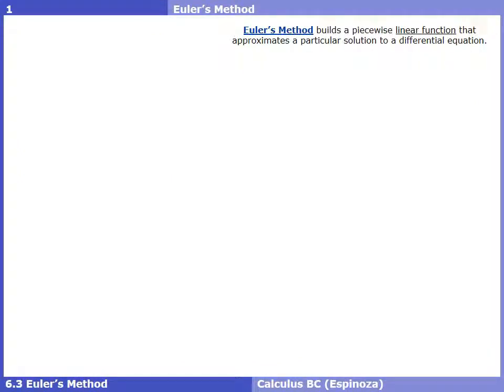So what is Euler's method? Well, Euler's method builds a piecewise linear function that approximates a particular solution to a differential equation. What that essentially means is, for problems such as one like this that we've talked about a little bit before, where it is not a separable differential equation, is there possibly a way where we could approximate the particular solution? And the answer is yes. We're going to use Euler's method, which builds a piecewise linear function, and that we're going to use to approximate our particular solutions to a differential equation.